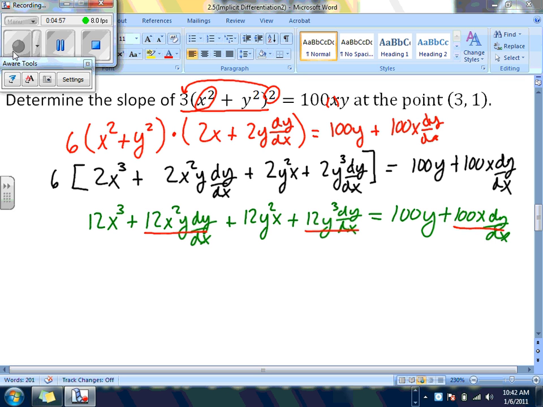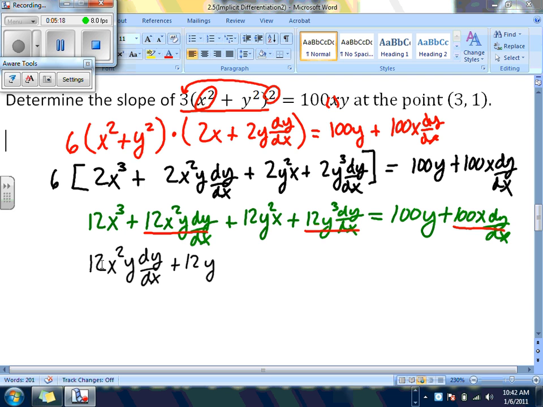Alright, so I'm going to keep my 12x squared y dy/dx plus 12y cubed dy/dx. And I'm going to move over my 100x dy/dx. And then on my right side, I'm going to move this stuff in blue over.